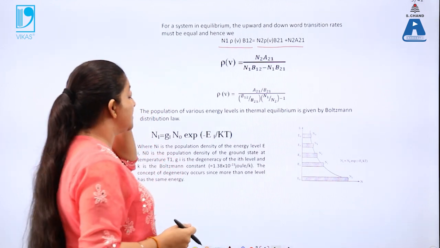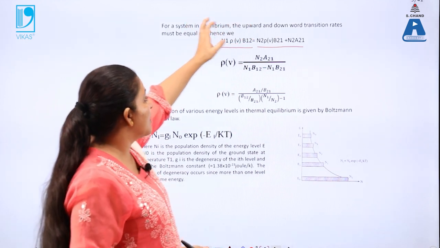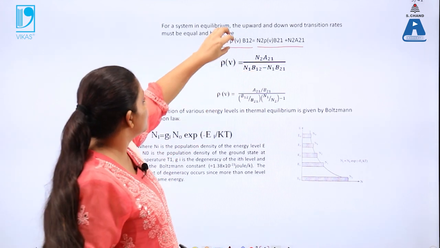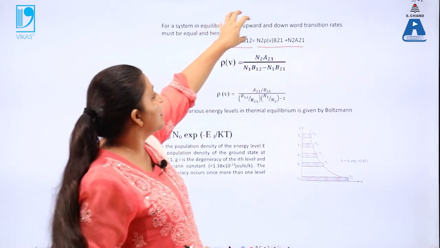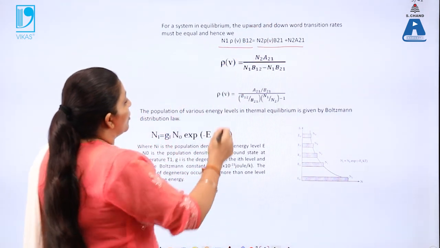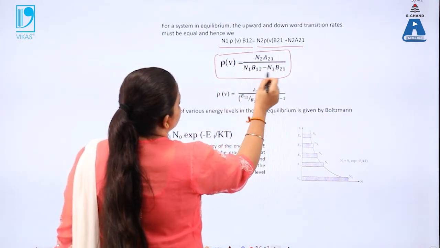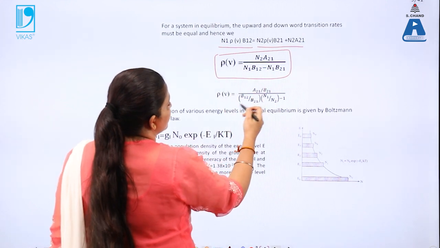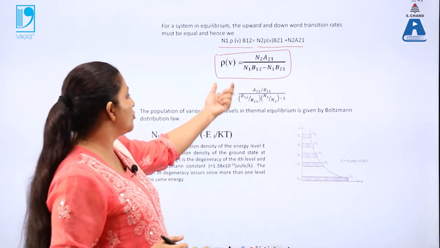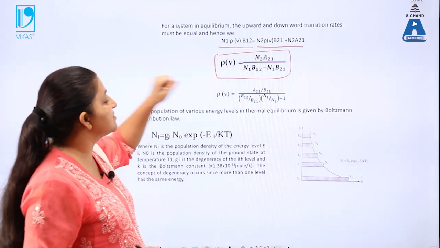Absorption rate means here the transitions take place from the ground state to the excited state. In this case the transitions take place from the excited to the ground state. So this is the stimulated absorption. This is the emission rate, which is a combination of spontaneous emission as well as stimulated emission. Now by comparing these two, we will get rho nu equals N2 A21. This is equation one. Now rearranging, what is rho nu? That is the energy density of the photons, and the ratio is known as the population of various energy levels.